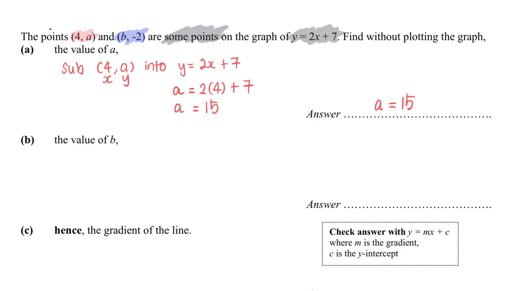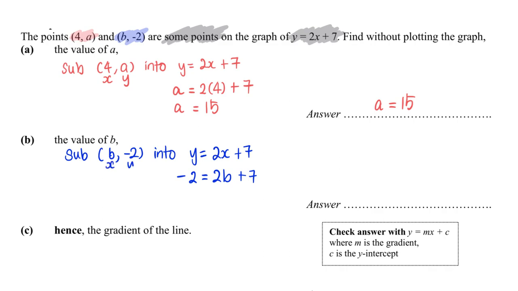And because they also tell me the point (b, -2) is also a point on this line, what do you think we should do? Brilliant. We are going to use the same method. So we are going to substitute (b, -2) into the same equation since they are on this line as well. So you will have -2 equals 2 times b plus 7. My x is b, my -2 is y, and we are going to solve for this equation.